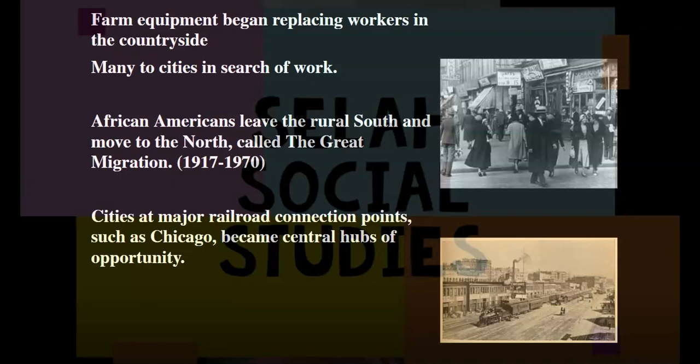It was during this time that the beginning of the Great Migration started to happen. Now, the Great Migration was a mass movement of freed African Americans moving from the rural South to the urban North to take factory jobs. The peak of the Great Migration happened during World War I and faded around 1970. Many families were trying to escape discrimination while looking for better educational and economic opportunities, and because of the railroads, many cities at major railroad connection points, such as Chicago, became central hubs of opportunity.